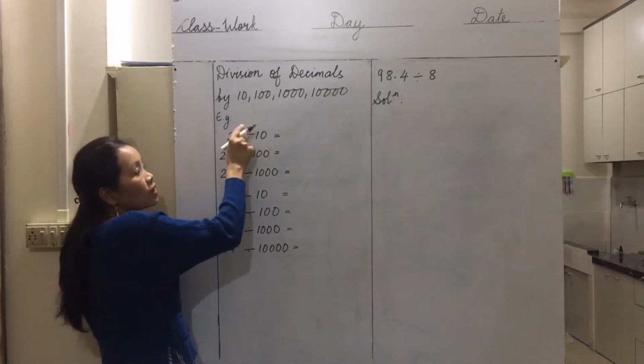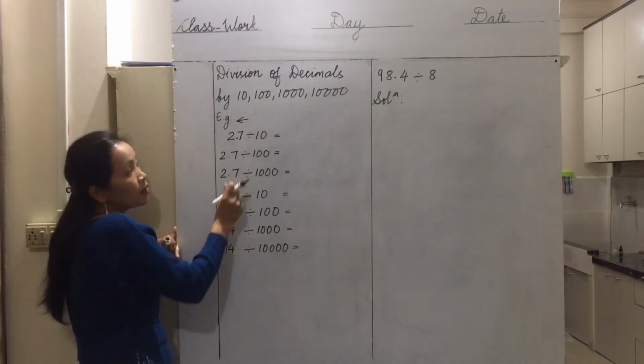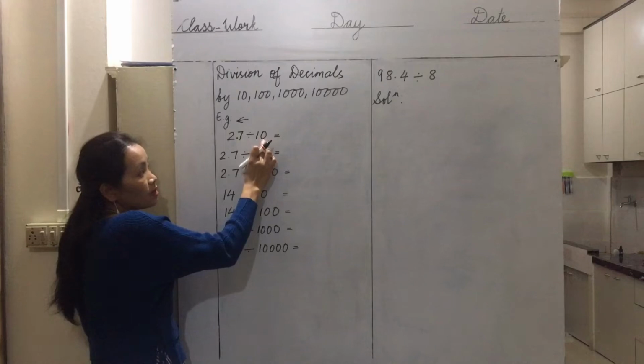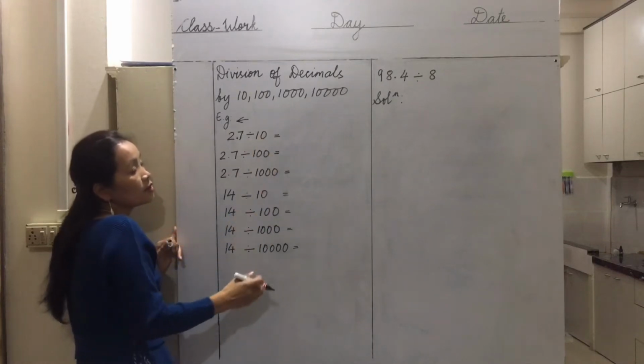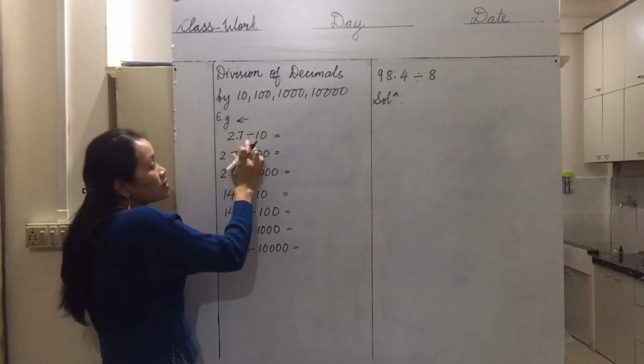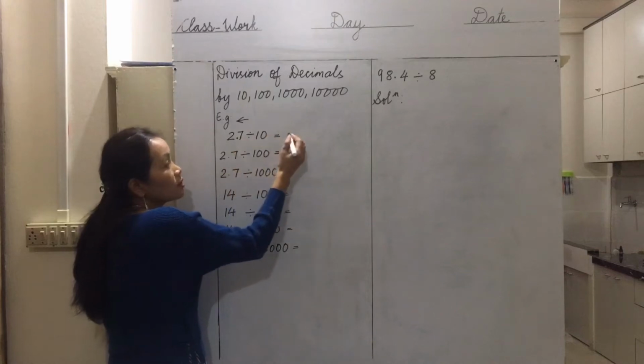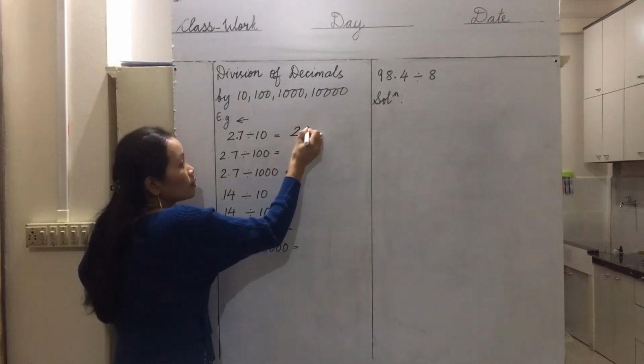In division, it will move to the left hand side, right? It will move towards the left depending on the number of zeros in the divisor. That's the difference compared with multiplication. Here, 2.7 is divided by 10. So we will be writing 2.7, that's 27 without the point, right?